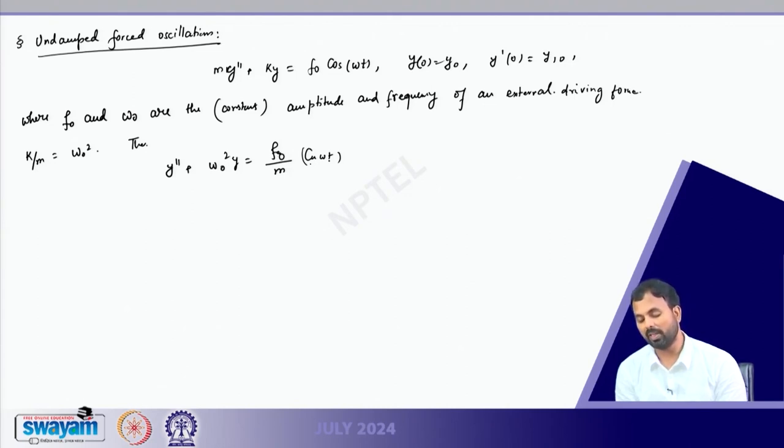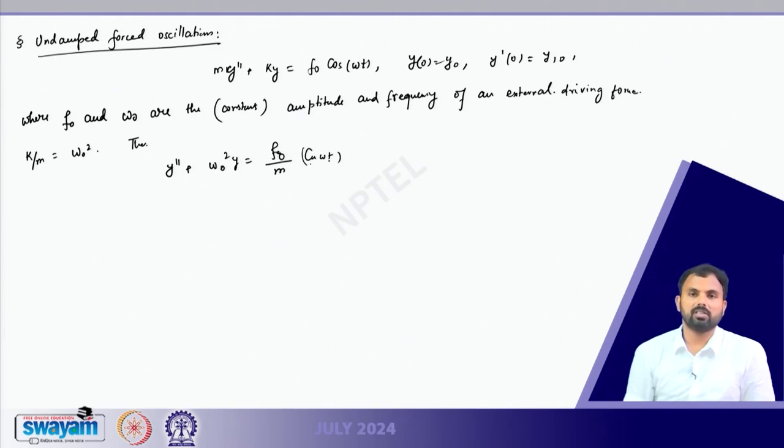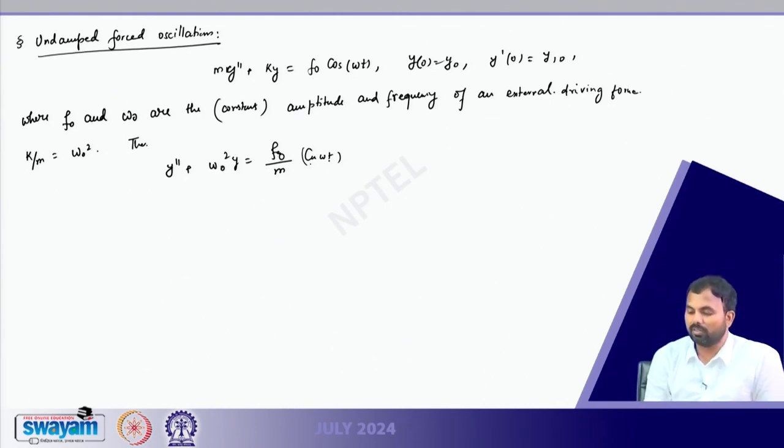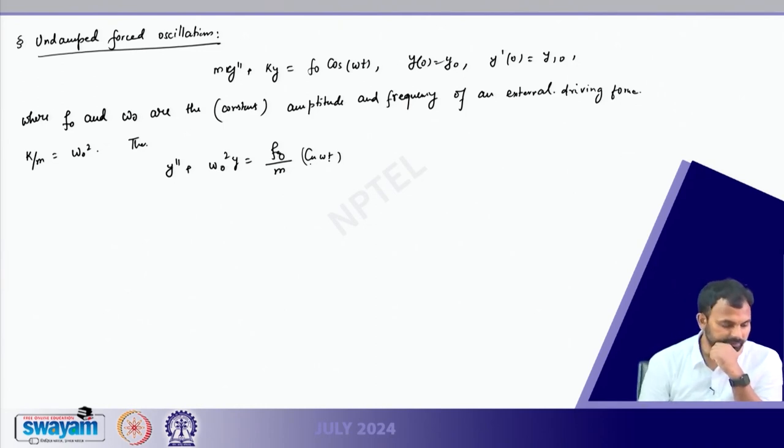And we are assuming that it is simply f0 cos of omega t. So, in that case our equation will reduce to m y double dash plus k y equals f0 cos of omega t. Of course, we supplement it with some initial conditions, that is y at 0 equals y0 and y dash at 0 equals y1. And we have also defined some parameters here. So, this is the definition of undamped forced oscillations, right.